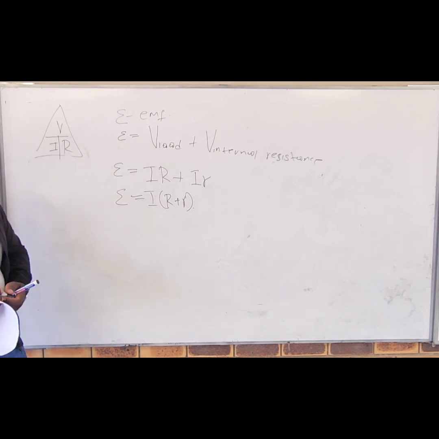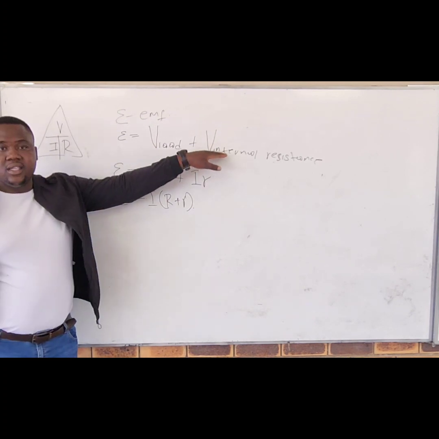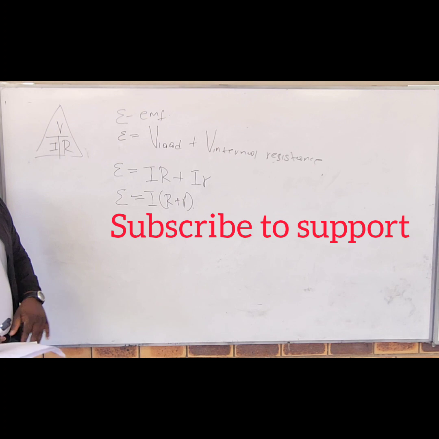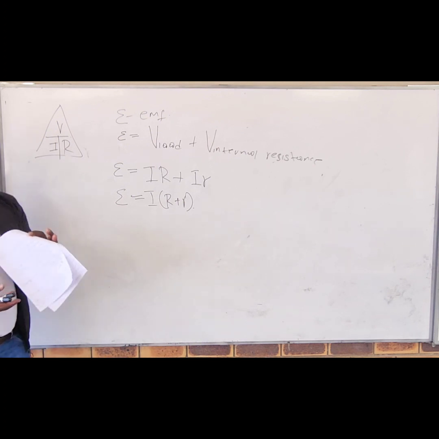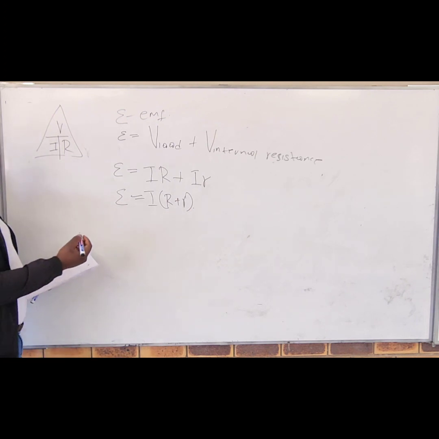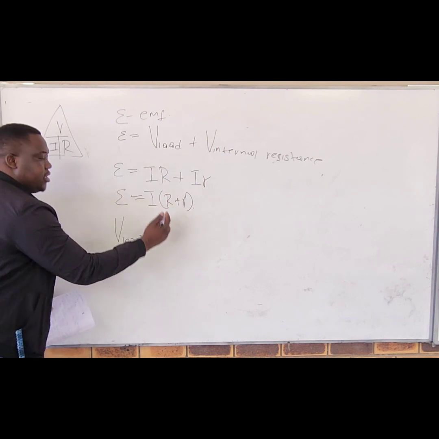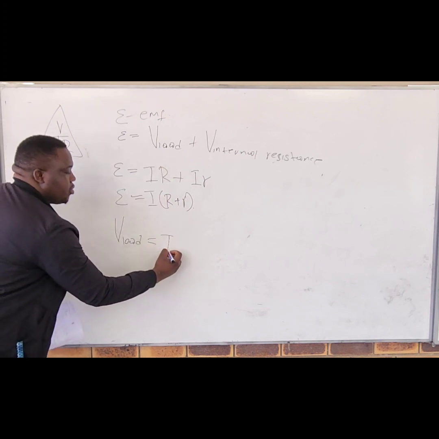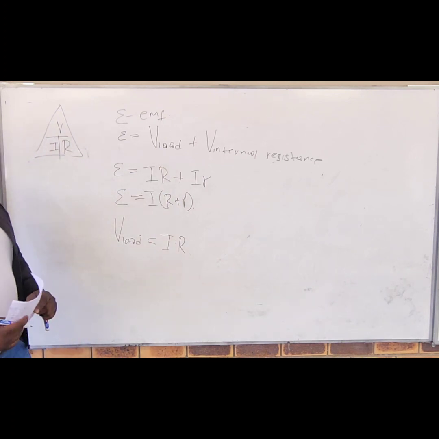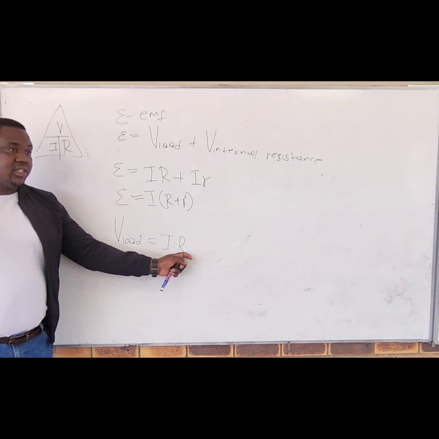So I'm not going to say throw this formula away, because these formulas can work. Some other time you will be requested to calculate the V load. So you can use it like this, or like this. All of them are true. You can use them. So if we want to get V load, you can just deal with this information, I R. Meaning that the voltage in the external resistance, we can get by multiplying the current and the total resistance.